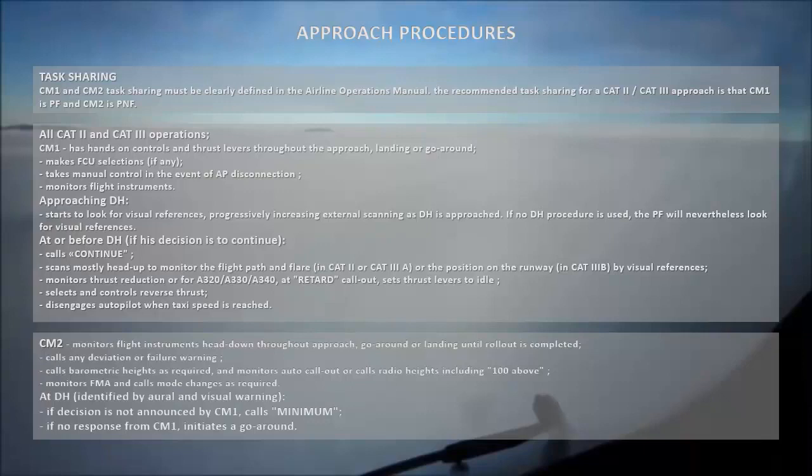CM2 monitors flight instruments head down throughout approach, go-around or landing until rollout is completed, calls any deviation or failure warning, calls barometric heights as required, and monitors auto callout or calls radio heights including 100 above, monitors FMA and calls mode changes as required. At decision height, identified by oral and visual warning, if decision is not announced by CM1, calls minimum, if no response from CM1, initiates a go-around.